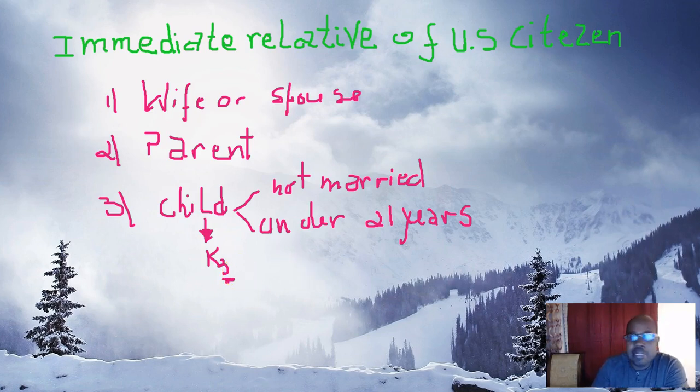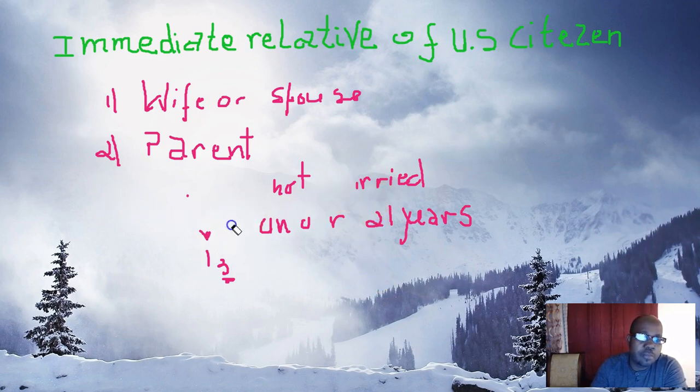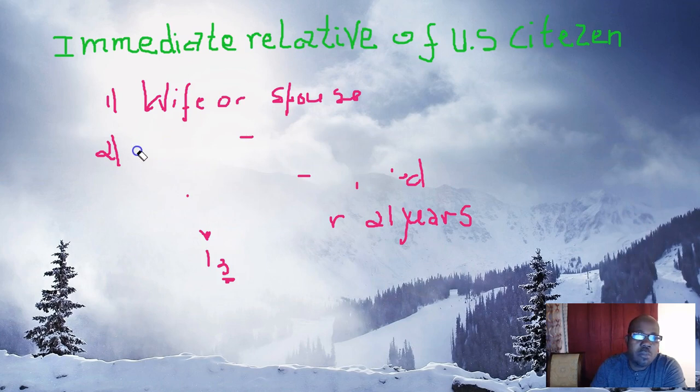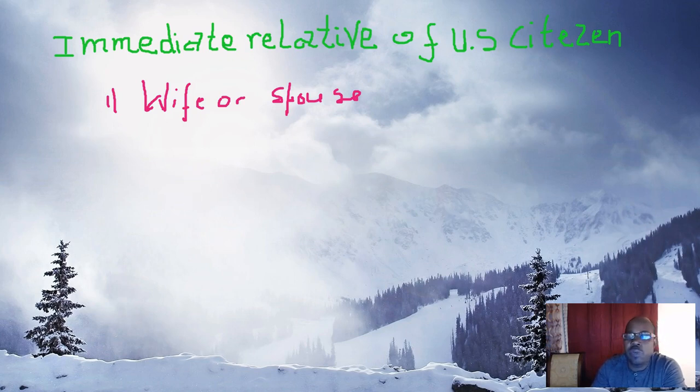Now, let's talk about each of them specifically. Okay, spouse. Let's give some detail. The spouse is an immediate relative, so you can file for your spouse.